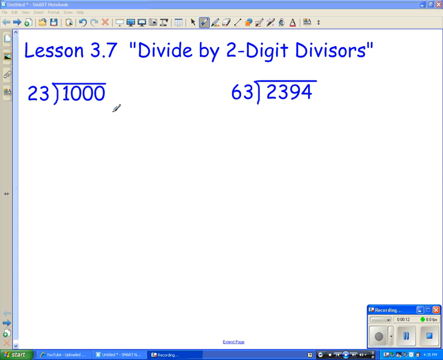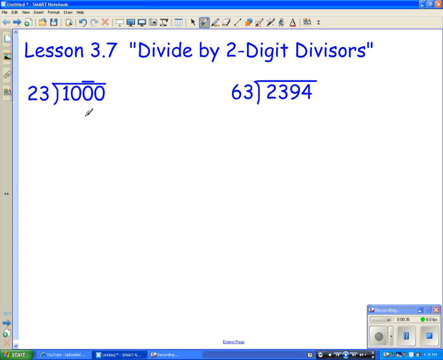The first thing I want to do is estimate to figure out which place value spot my first digit in the quotient belongs to. So if I look at the number 23, I can tell that 23 isn't going to fit into 1, it isn't going to fit into 10, it's going to fit into 100. So my first digit needs to start right here in the tens place.